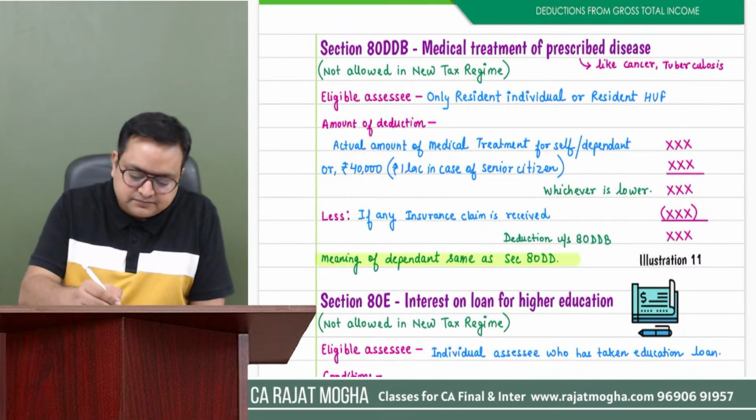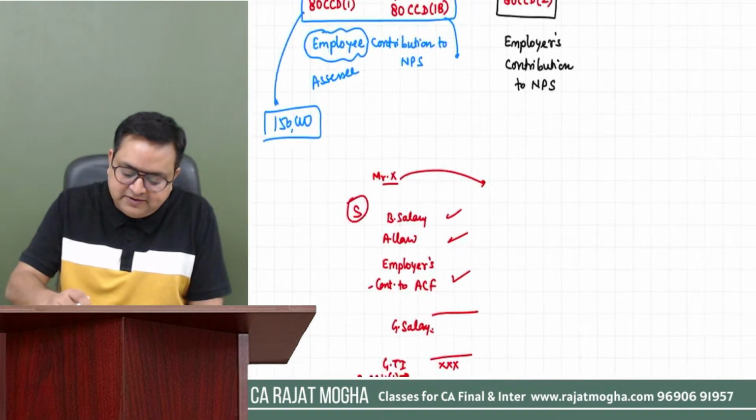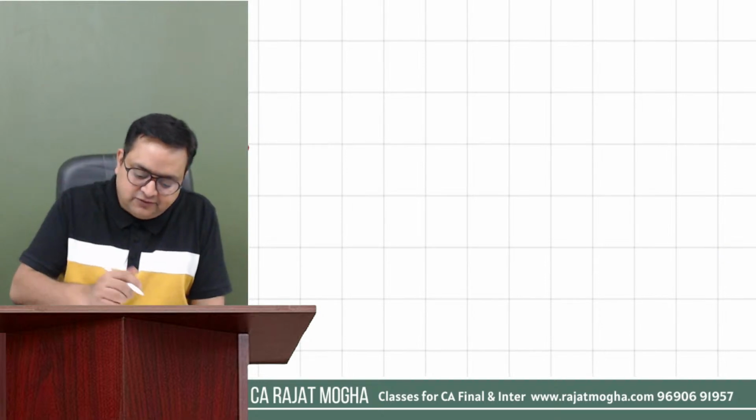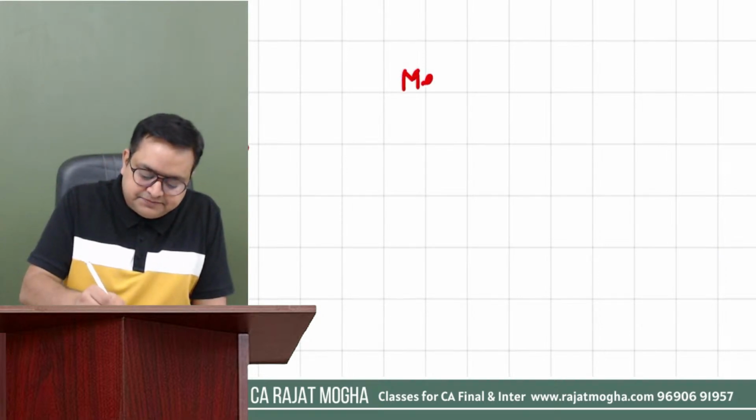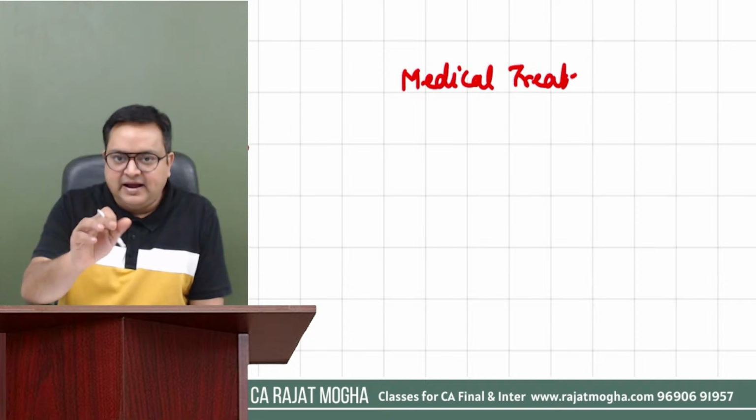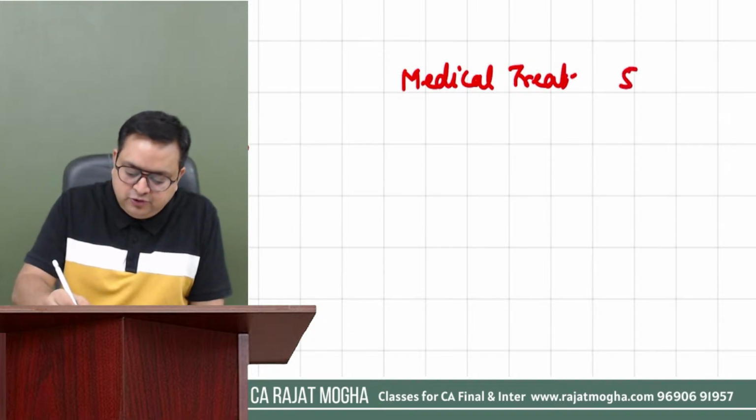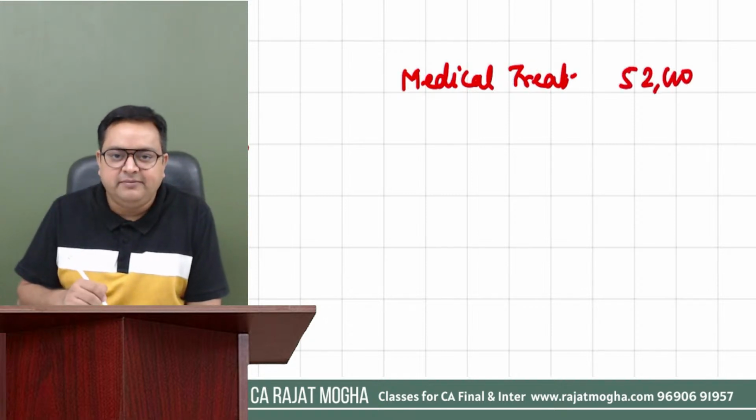So let's say assessee is making an expense of medical treatment for that prescribed disease, let's say it is 52,000. 52,000 is the medical treatment.